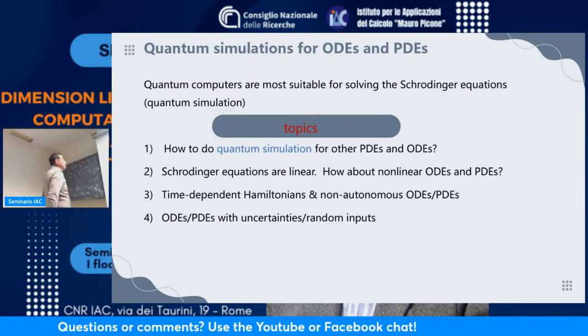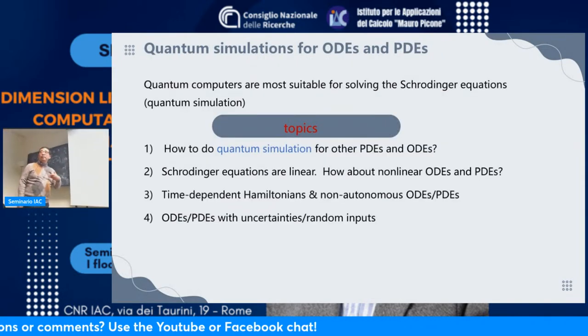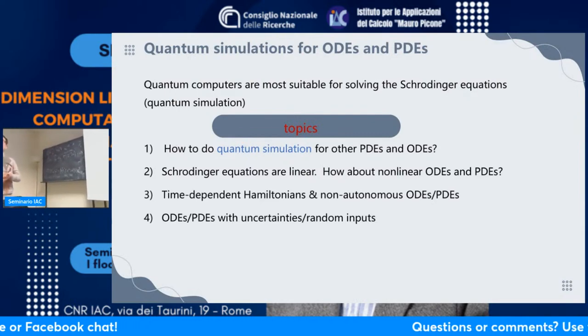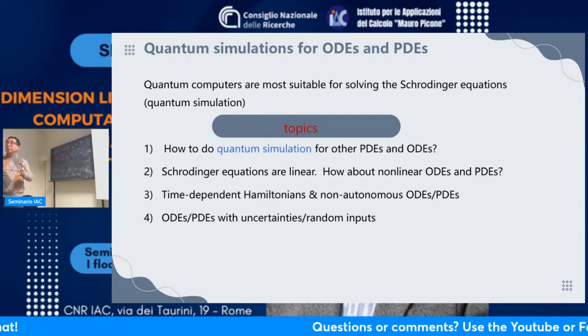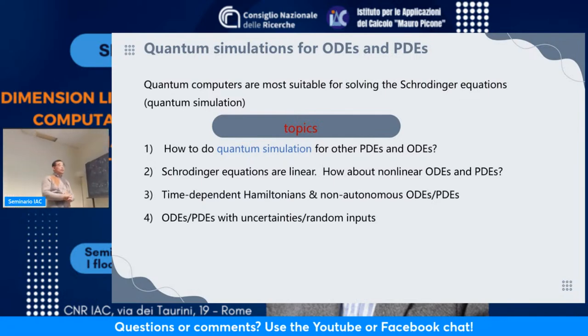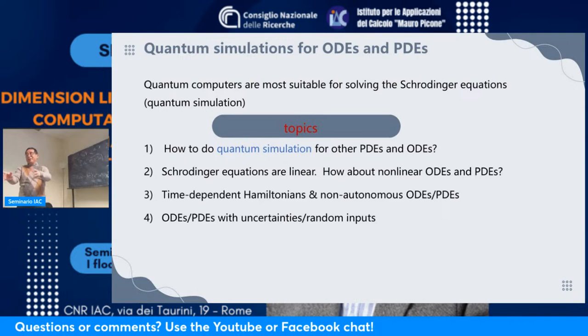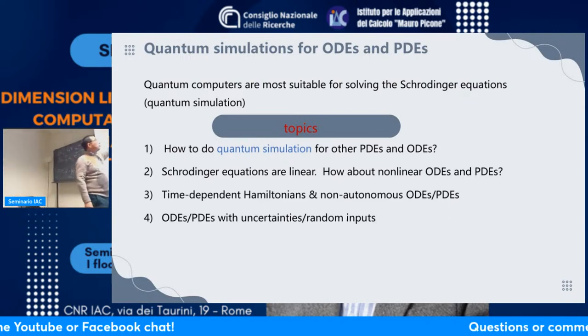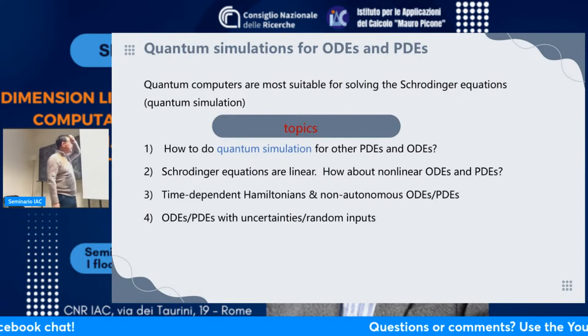So these are the questions we try to answer. The process of solving the Schrodinger equation, we call it quantum simulation. So can you do quantum simulation for other PDEs, for other problems? You don't want a quantum computer that only solves one equation; you want to solve other equations. So the question is, how can you do quantum simulation for other PDEs, ODEs?